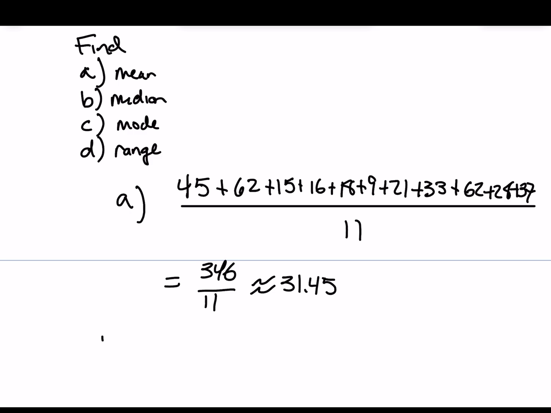Okay, for the median, our n is 11, so we need to put the observations in order.